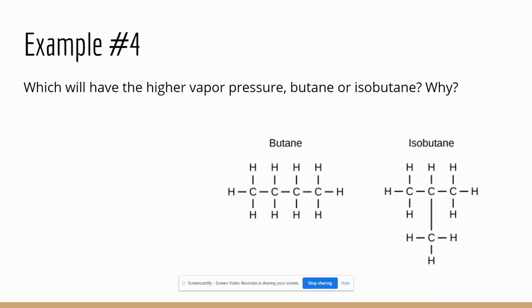Even though these have comparable molar masses, they both have London dispersion forces. Isobutane is branched compared to butane, which is linear. Isobutane has a less polarizable electron cloud and therefore has lower intermolecular forces, which will lead to it having a higher vapor pressure.